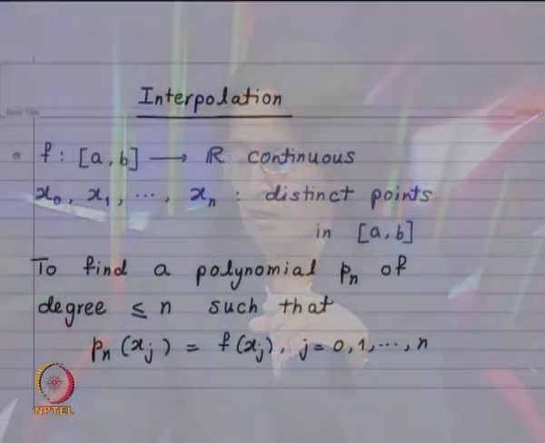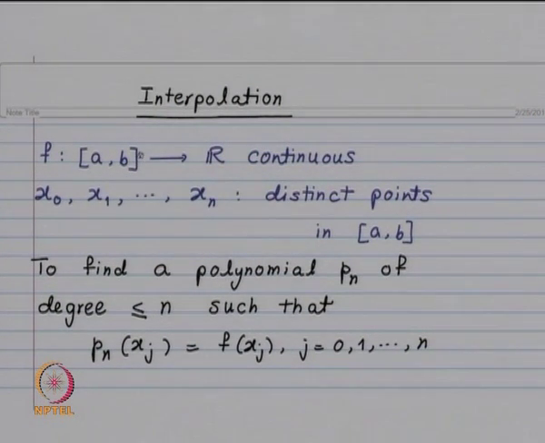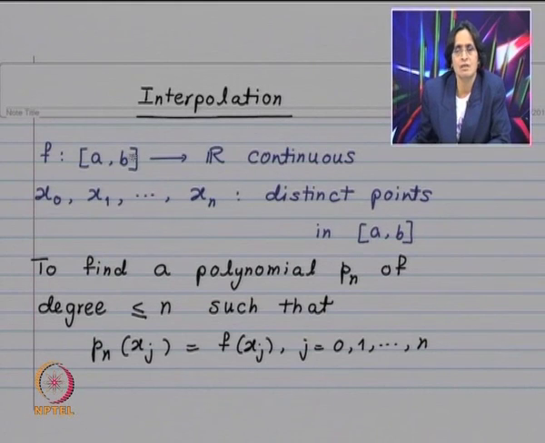When we have a nonlinear function and we want to find its zero, then we will be using polynomial approximation. So, our function f is defined on closed interval a b. It takes real values. As such, it is not necessary that it should be continuous. Just defined on interval a b will do, but let us assume f to be continuous. Suppose you have x 0, x 1, x n, these are distinct points in interval a b. Then the problem is to find a polynomial p n of degree less than or equal to n, such that p n agrees with the given function f at these n plus 1 points. We are going to show existence and uniqueness of such a polynomial.